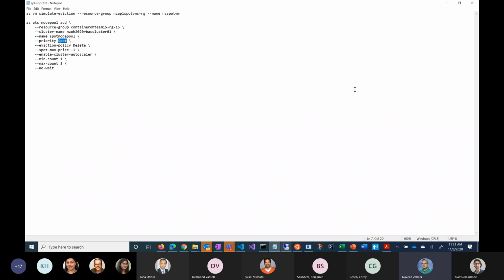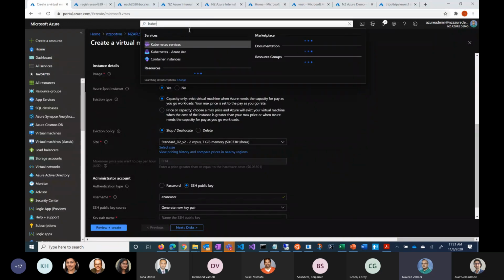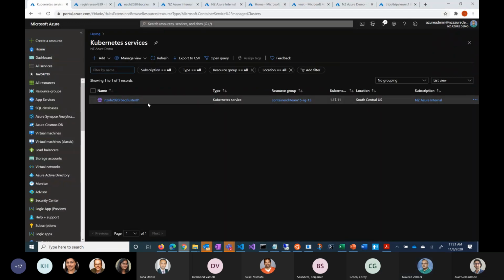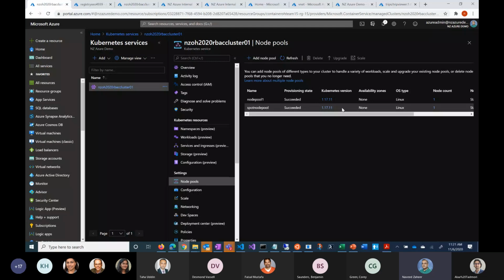So for example, here I have a Kubernetes service, and if I go in here, where are the node pools? This is the node pool. As you can see, I named it Spot node pool. I have created it earlier, and it is basically the same node pool, just based on Spot instances. It may have 0 nodes if all the Spot instances are taken off, but still, it's based on Spot instances.